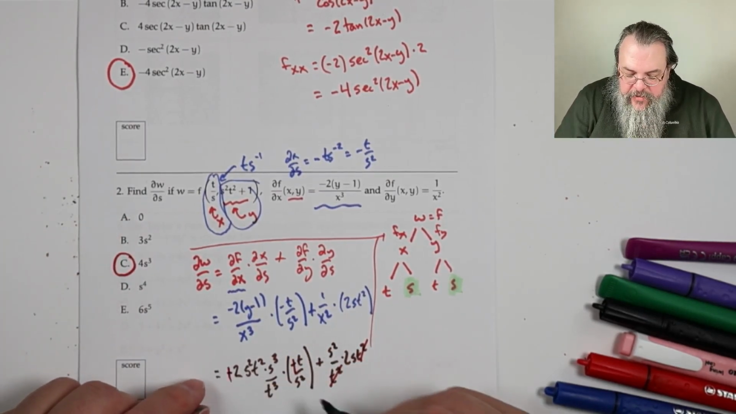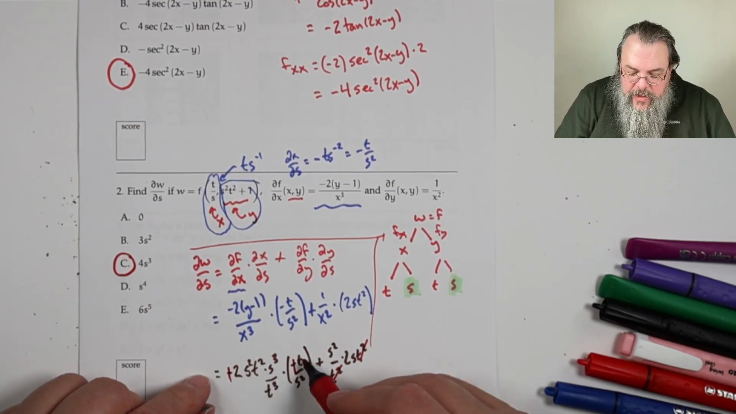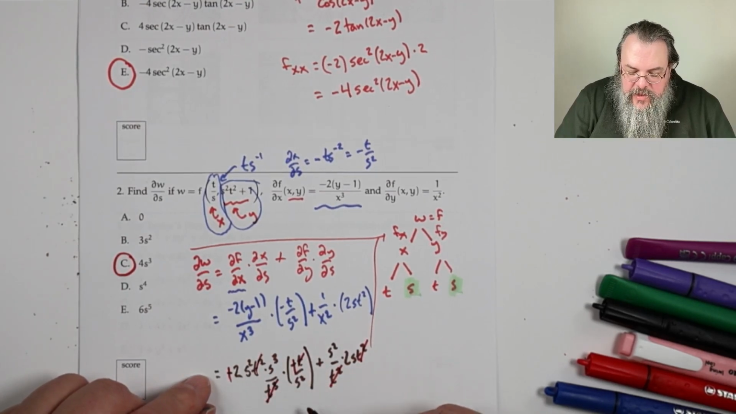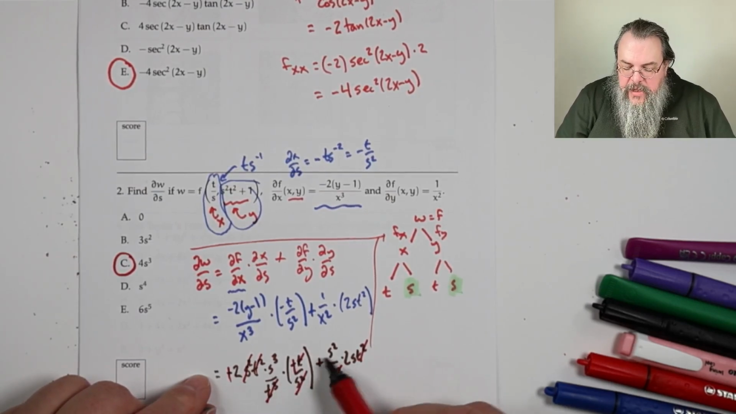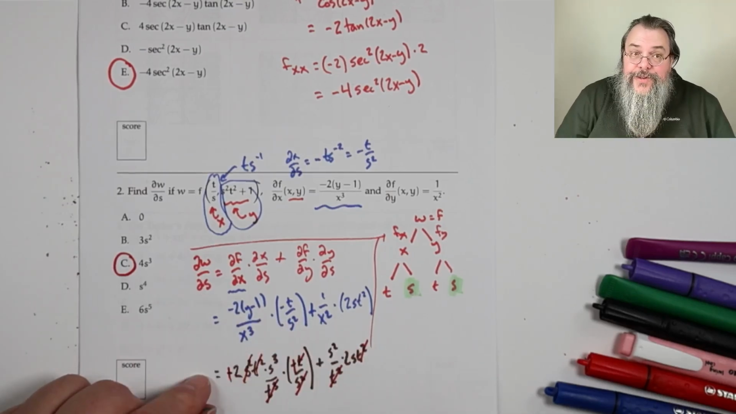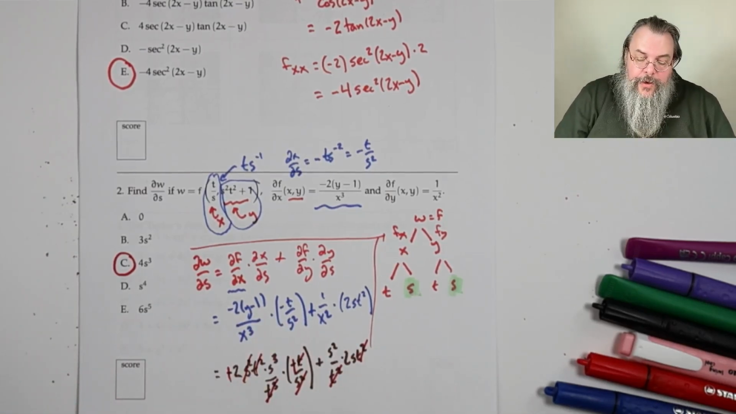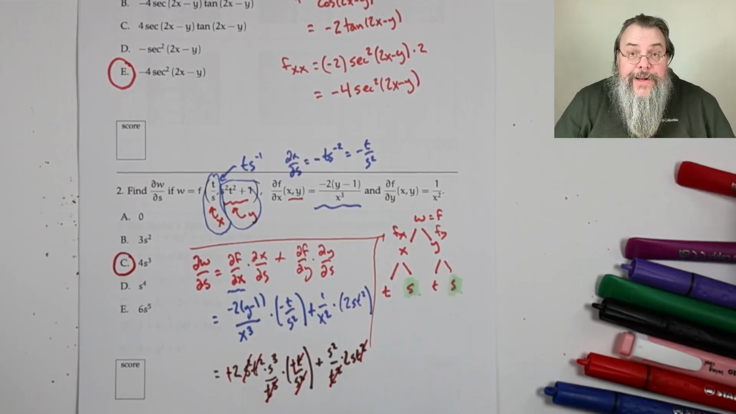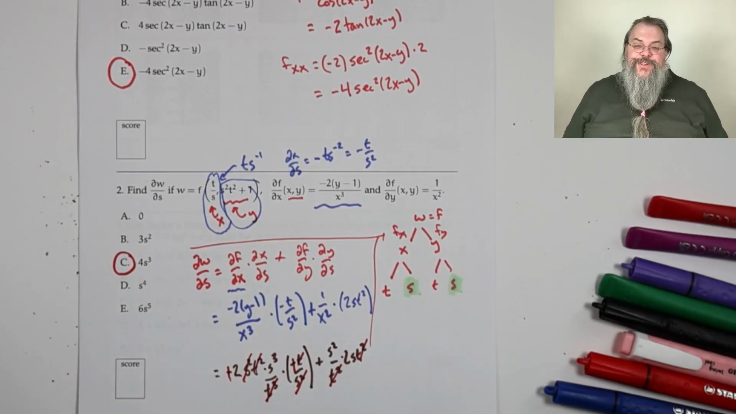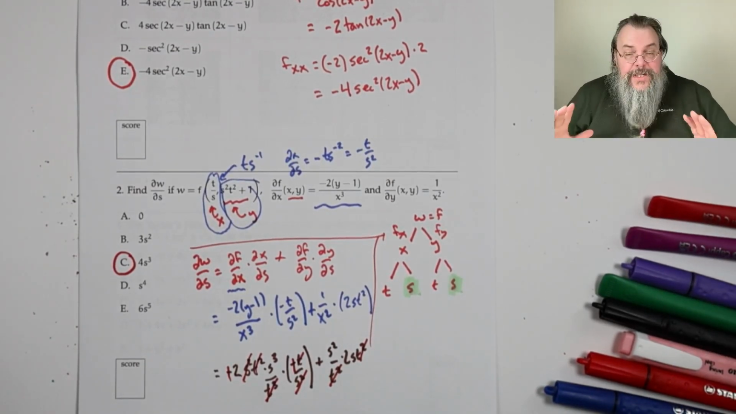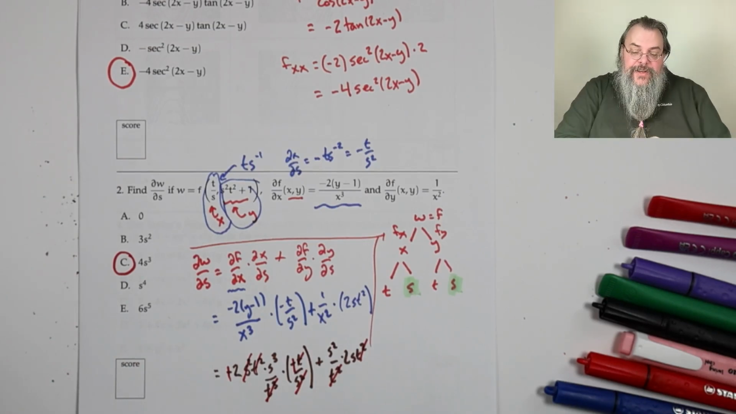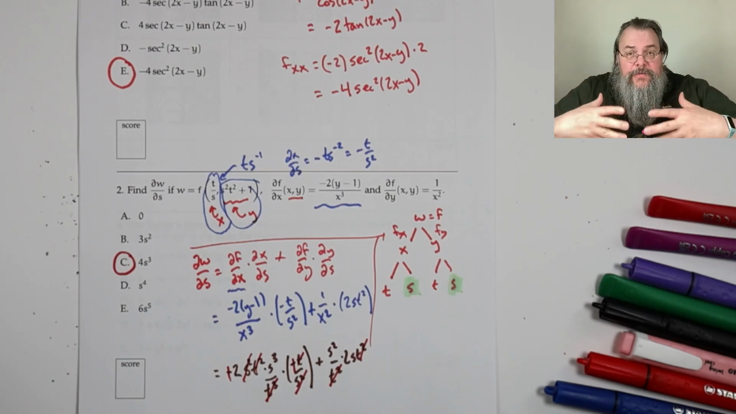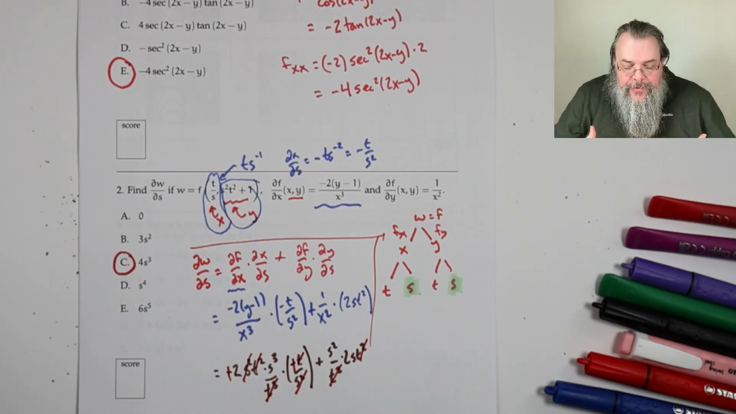Minus minus makes plus. Here, there's a t squared and a t upstairs and a t cubed downstairs. And then s squared and s squared cancel. And so we're left with a plus 2s cubed, another 2s cubed, which does indeed make 4s cubed. Whew. That is a lot of work for a multiple choice problem. Wow. But the ideas, not so bad. You just have to go through it carefully.